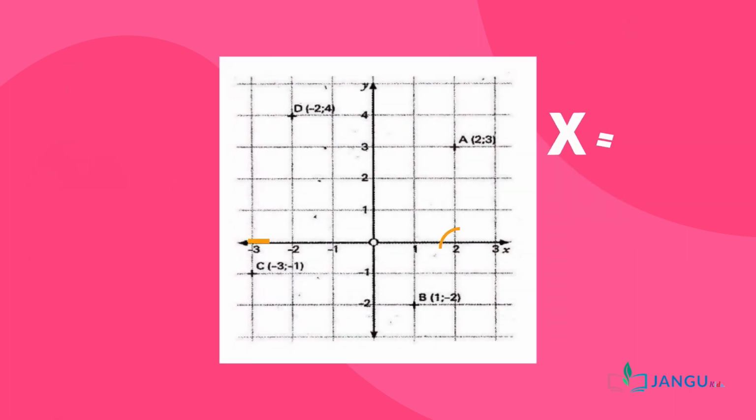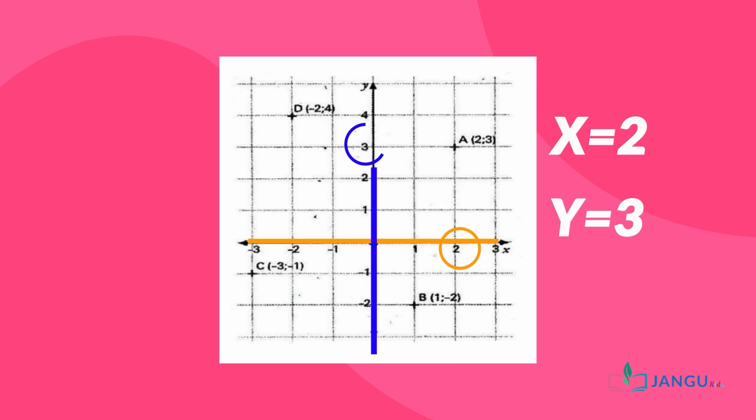The first number is the x-coordinate. The x-coordinate gives the distance of the point along the x-axis. The second number is the y-coordinate. The y-coordinate gives the distance of the point along the y-axis. A semicolon separates the two coordinates.